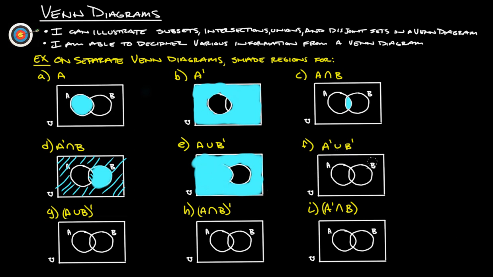A prime union B prime. So everything outside of A, and then also everything that's outside of B. Let's do everything outside of A first. I forgot about my bucket tool. Everything outside of A would be all of that. Now, we're also going to union that with everything that's not in B, including all of this outside stuff here. So the only thing that doesn't get shaded for A prime union B prime would just be the middle part.